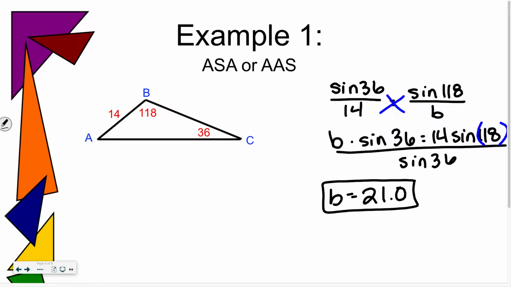Okay, so I can label my triangle now. I know that side B is 21.0. What else can I find in my triangle? I can find A. How do I find A? 14 squared plus 21 squared equals C squared. Oh yeah, Pythagorean theorem?